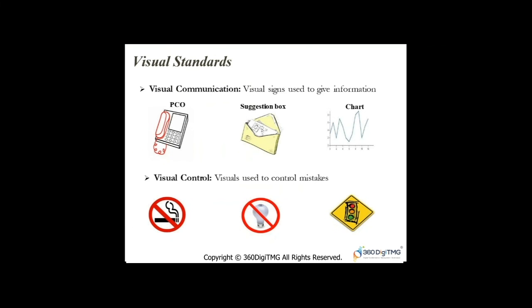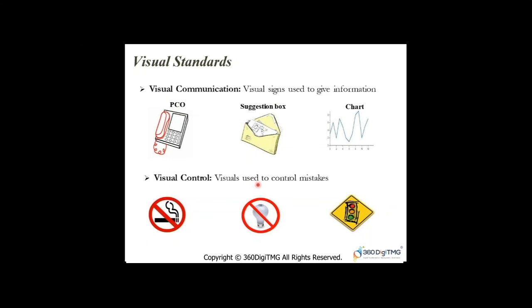Next, we move on to the next best solution in the control phase to control the improvement that you have brought in, and that is called visual standards. Here is a visual sign. This says that this is a public calling office. You can make public calls there. This is a symbol of your suggestion box. Drop in your suggestions here. This is a visual representation of the control chart. Visual communication: I try to communicate using signs.